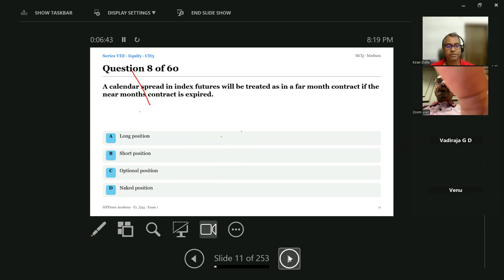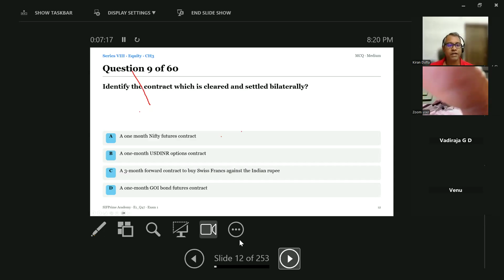Okay. Next one. Calendar spread in index futures will be treated. What is this? We discussed this. Everyone remember the calendar spread? What happens? By July month it gets expired, then what happens? My calendar spread is between July and August. My July month contract gets expired, the August month is actually called a naked position. We discussed this multiple times. Perfect. Most of you got it.